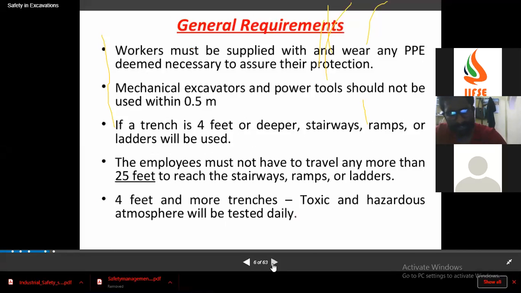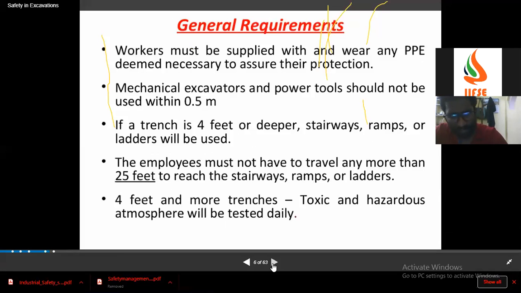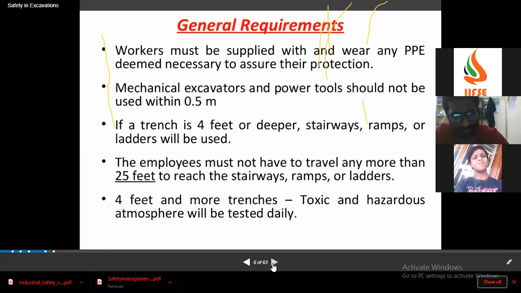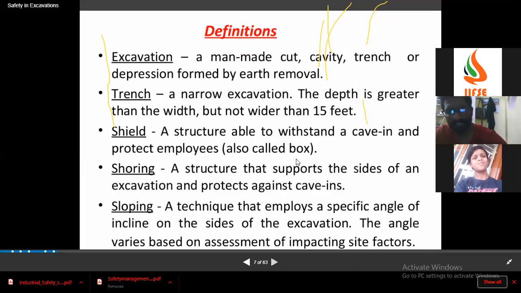See, this comes under PPE, which should be worn. Employees should not travel more than 25 feet to reach the stairways. This is the basic thing. In trenches of 4 feet and more, toxic and hazardous atmosphere will be tested daily. Mechanical excavators and power tools should not be used within half a meter, because within half a meter you should not use a mechanical excavator; you can dig by hand. This is the basic definitions I would like everyone to understand.